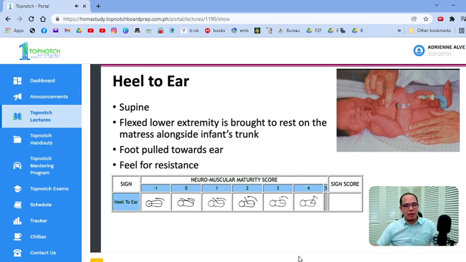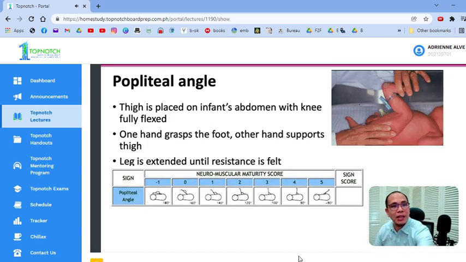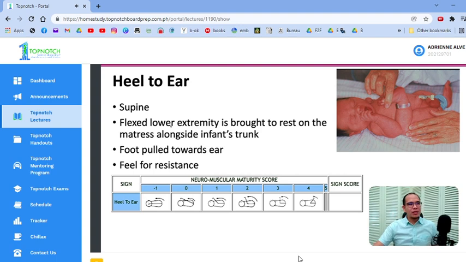Heel to ear. Usually, napagpapalit yung heel to ear saka yung popliteal angle, di ba? Heel to ear, again, patient is supine, flexed lower extremity is brought to rest on the mattress alongside the infant's trunk. Dapat yung lower extremity mo, ididikit mo siya dun sa mattress, ipapatong mo siya. Foot is then pulled towards the ear, and then again, you feel for resistance, kung saan yung resistance niya.